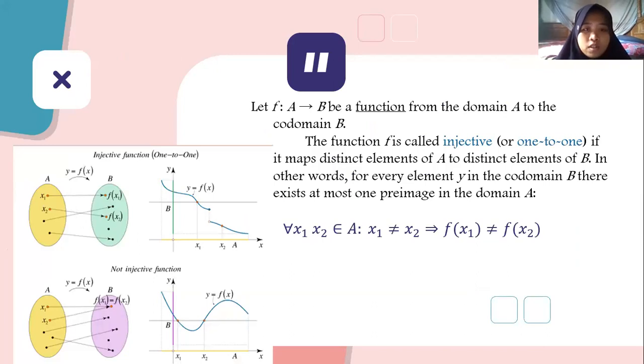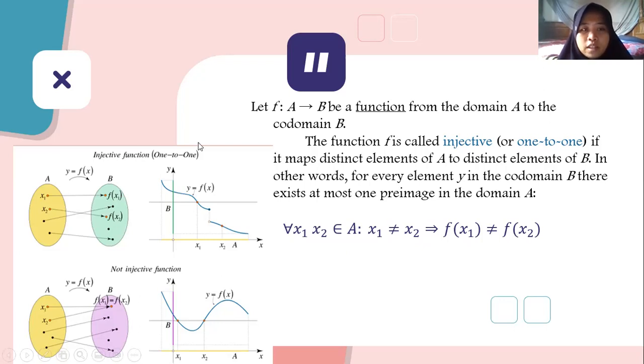What is an injective function? Let f from the domain A to the codomain B be a function. The function f is called injective or one-to-one if it maps distinct elements of A to distinct elements of B. In other words, for every element y in the codomain B, there exists at most one preimage in the domain A. Or we can write: for all x1, x2 element A, x1 not equal x2 implies f(x1) not equal f(x2).